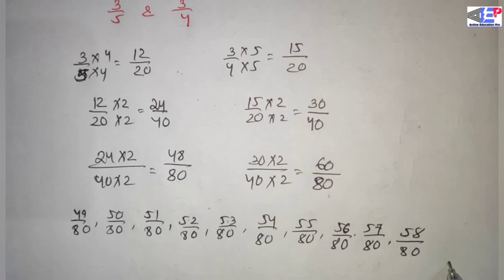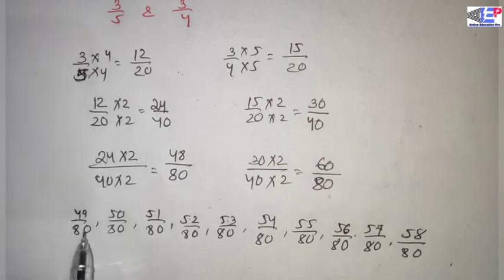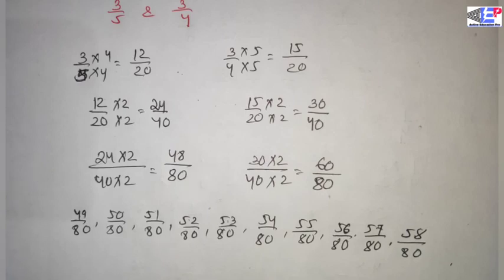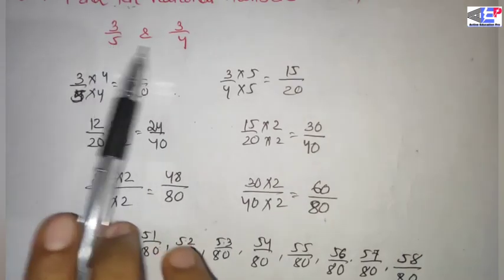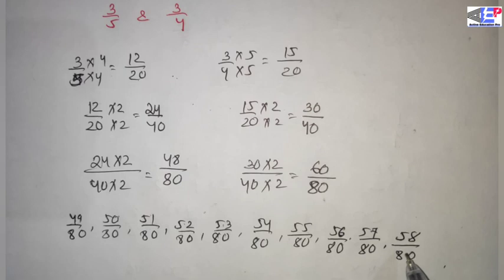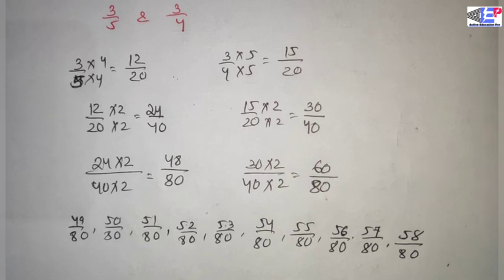49, 50, 51, 52, 53, 54, 55, 56, 57, 58, 59 is also present. But here we need to write 10 numbers: 1, 2, 3, 4, 5, 6, 7, 8, 9, 10. So these are the 10 rational numbers between 3 by 5 and 3 by 4. 59 by 80 is also present, but as per our question requirement, we write here 10 numbers between 3 by 5 and 3 by 4.